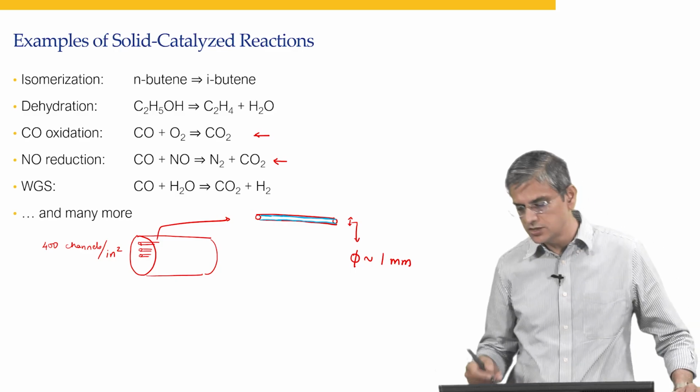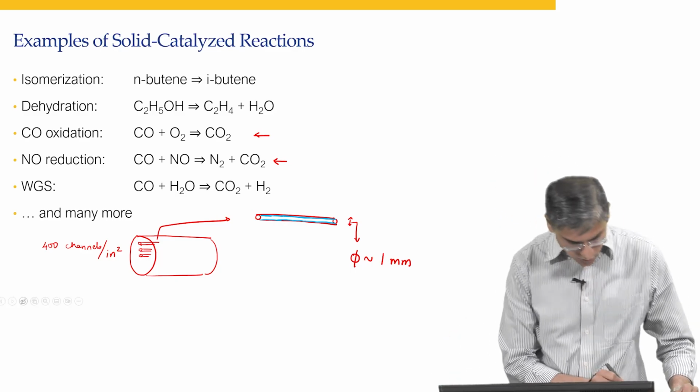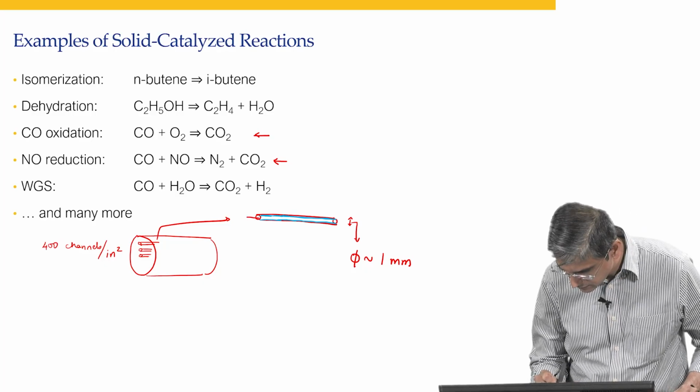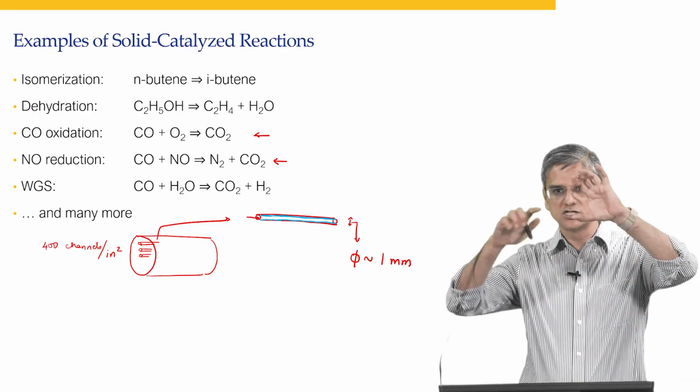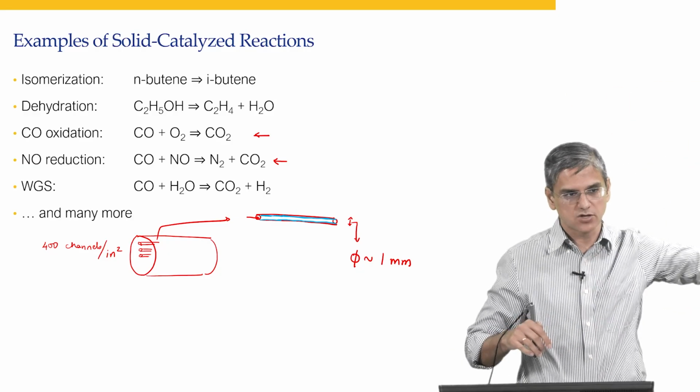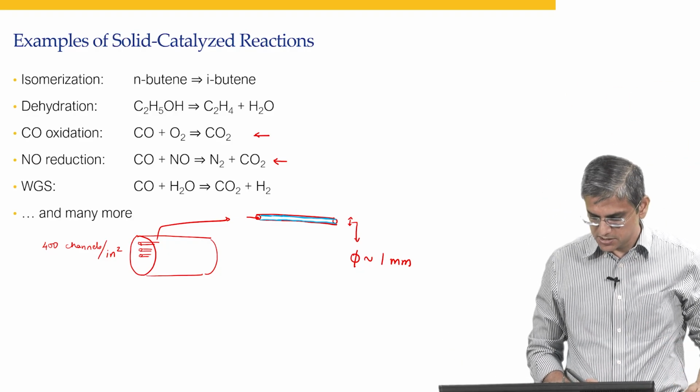Okay. So, this blue color represents the catalyst. As the reactants are flowing, they will diffuse to the surface, and the reaction will take place on the surface. Okay. That is one example.